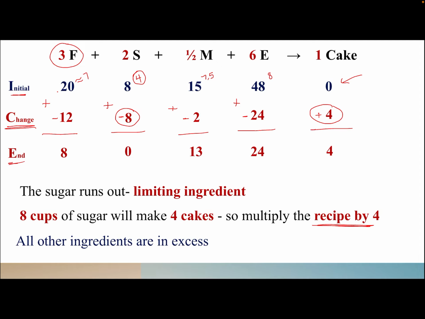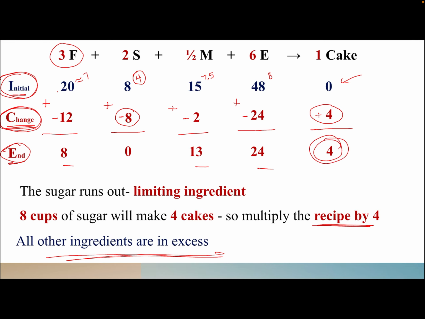So this is how we do ice tables. In our first line, we're going to write how much we start with. In the second line, we're going to spend the most time working on the second line. That'll be our change line. And then for the end line, you're going to take your first 2 rows and just add them together to get the end. Okay, so our sugar was our limiting ingredient. All of the other ones are in excess, and we were able to find out how much we had left of everything. And we were also able to figure out how many cakes we made.